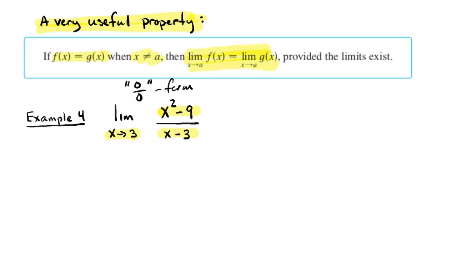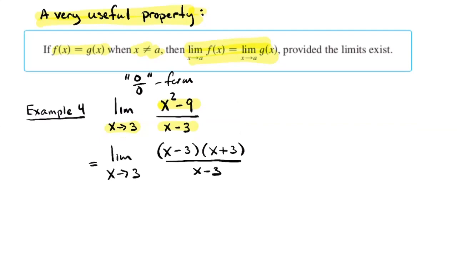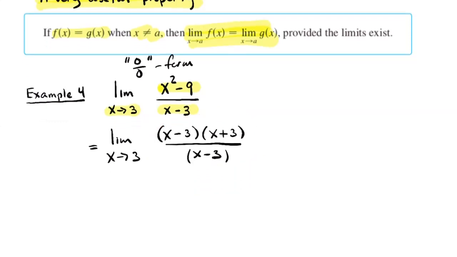Okay, I'm talking a lot and I'm talking fast. Let me show you the technique that we're going to use here. Maybe you've already done it while I was talking, but you've probably noticed that the numerator factors. The expression x squared minus 9 factors into the expression x minus 3 times x plus 3. The denominator I'm just bringing along for the ride. And now I'm going to use this useful property. So this function, x minus 3 times x plus 3 over x minus 3, agrees with the following function.